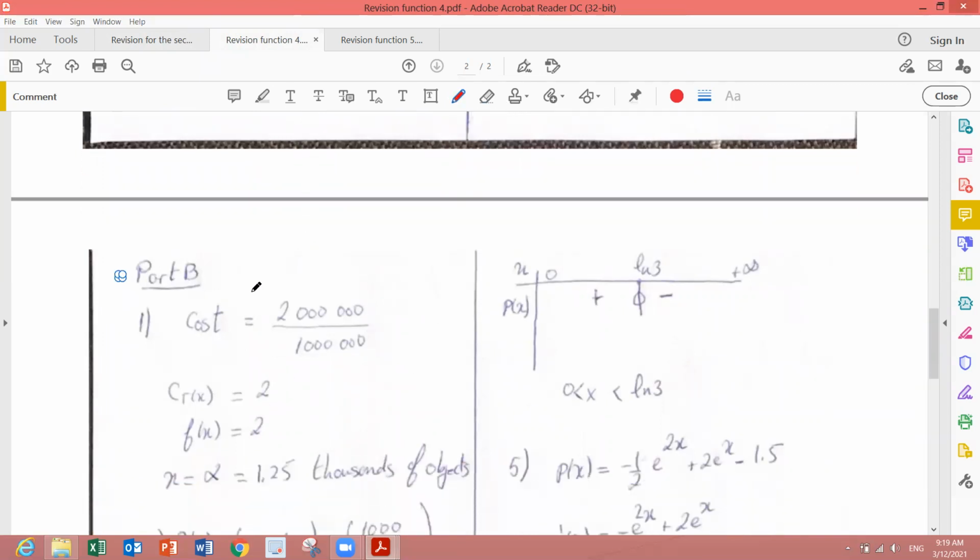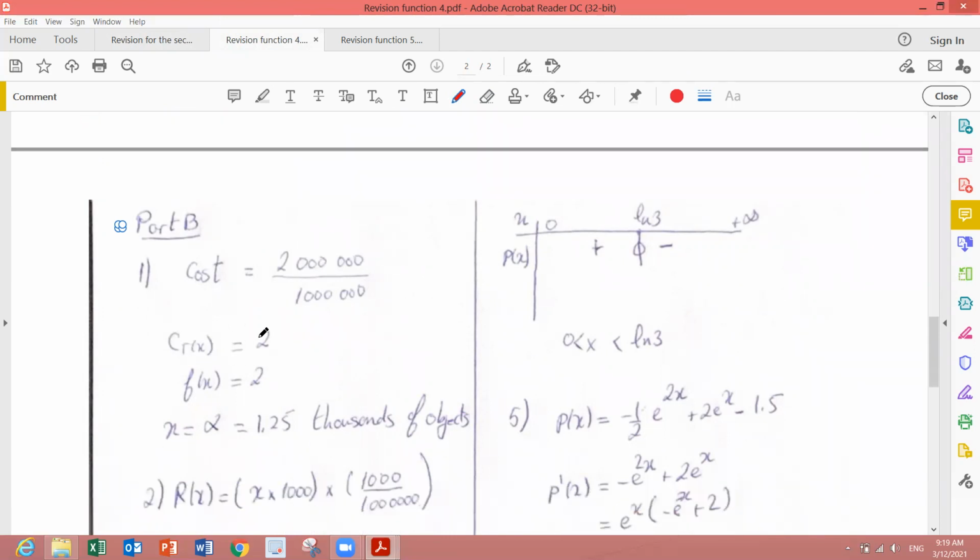Part B, so cost is 2 millions over 1 million equals 2. Cx equals 2, but C is the same as fx. So fx equals 2, then x equals alpha, which is 1.25 thousandths of objects.